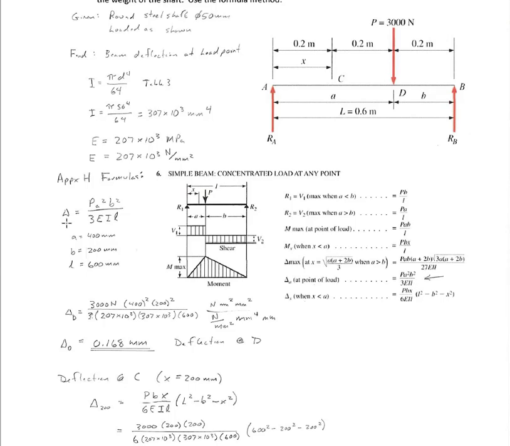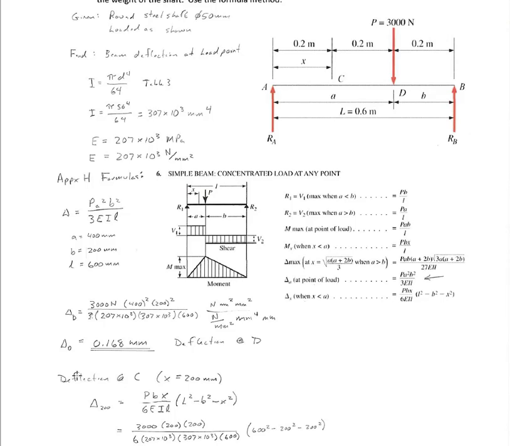Okay, so in this particular case, A equals 400 millimeters, which is this 200 plus this 200. B is going to equal 200 millimeters. And then the overall length is this 600 millimeters.